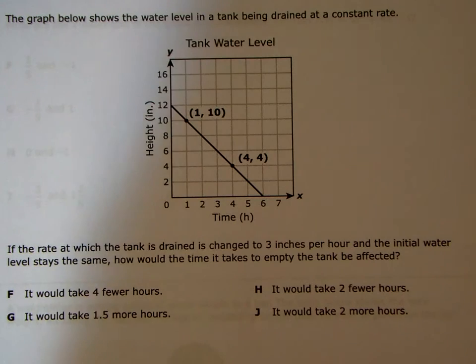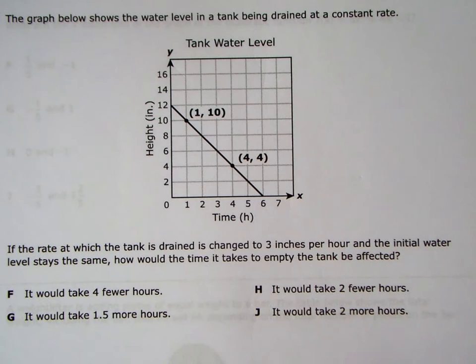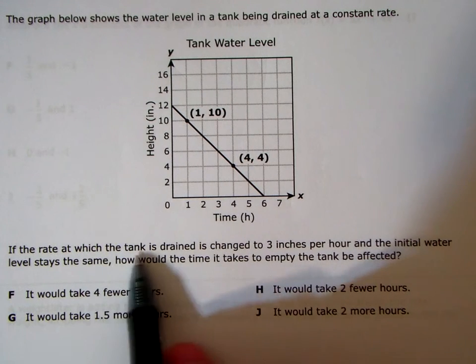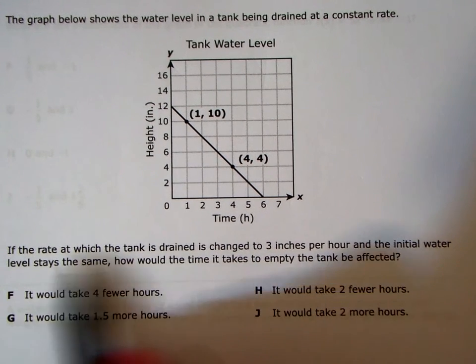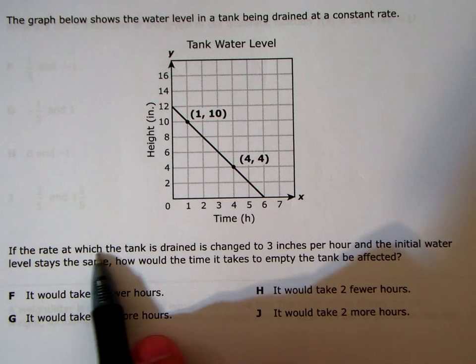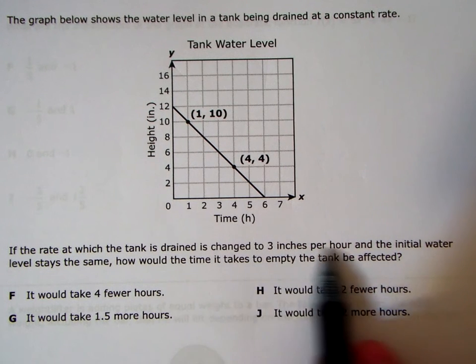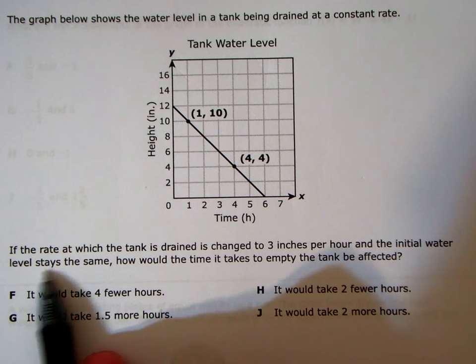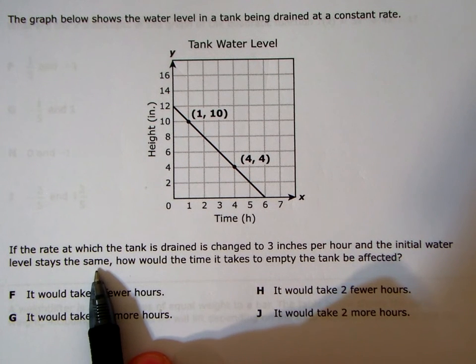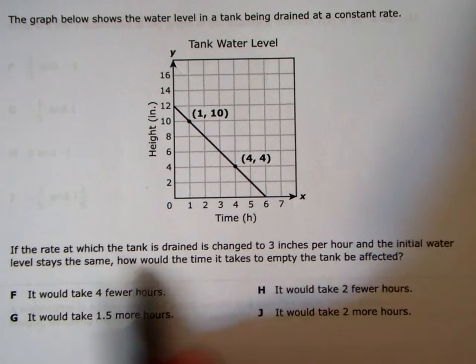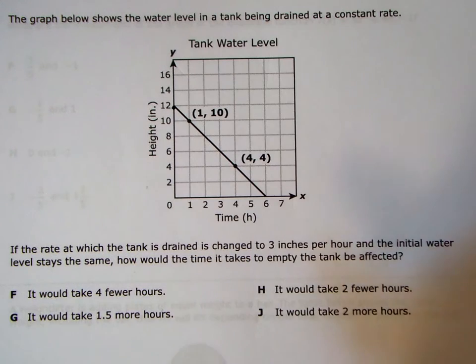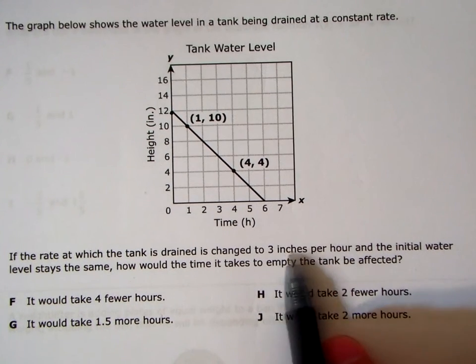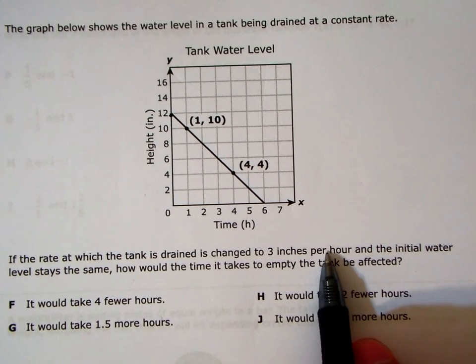So let's do number 44. Number 44 says, if the rate at which the tank is drained is changed by 3 inches per hour, what is the initial water level stays the same? Well, the initial water level stays, that means where it starts is going to stay the same. And inches per hour is just going to change. Every hour is going to be a 3 inch drop, right?